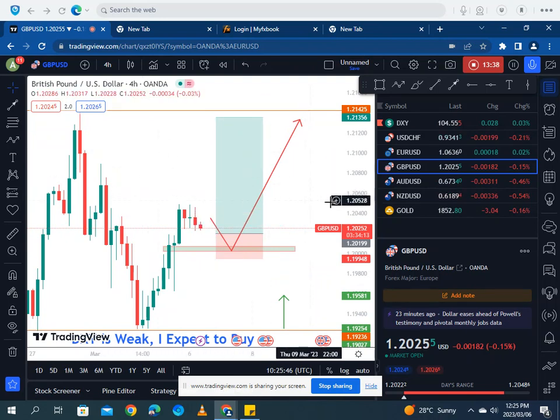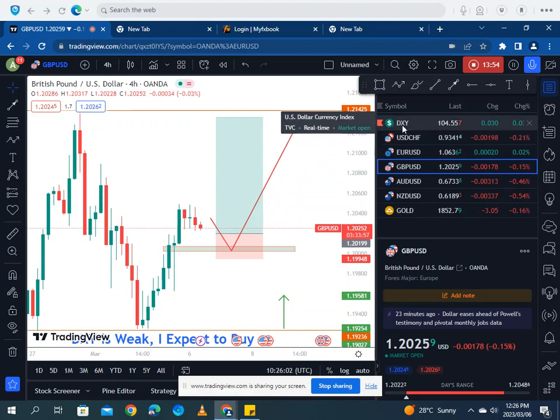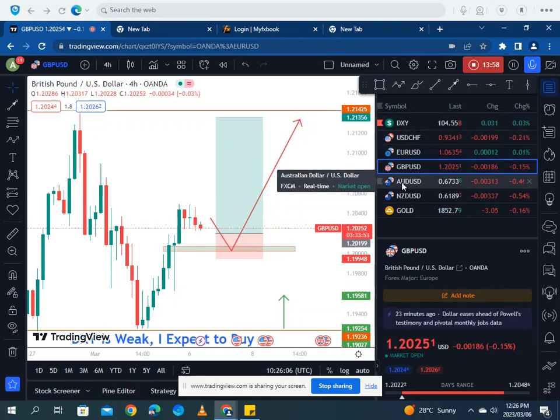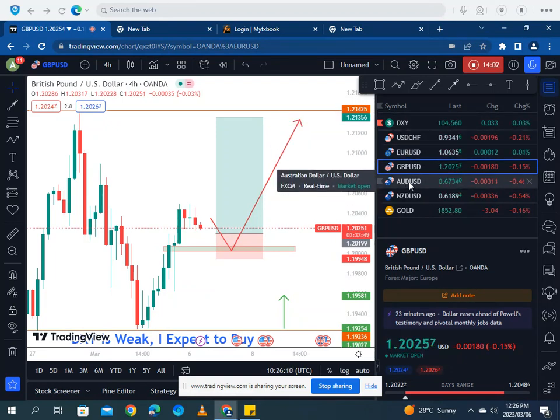Let's go to Australian dollar USD. Now, before we check Australian dollar USD, if you can guess, would you say we are buying the Australian dollar USD or selling it? Keeping in mind that the DXY affects these currencies. So if the dollar is strong, then Australian dollar USD is going to be weak. But if the dollar is weak, Australian dollar USD is going to be strong.